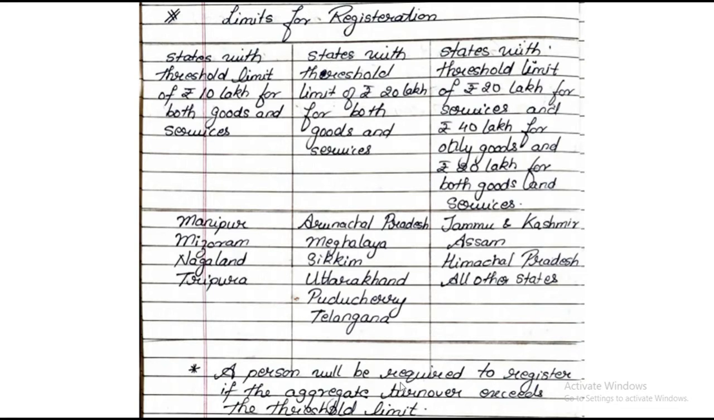After that, it's given that a person will be required to register if the aggregate turnover exceeds this threshold limit. So once it goes beyond the limits which we learned, only if the aggregate turnover exceeds this particular amount, only then will the person be required to register under GST. This is a very important rule that you all need to note down.